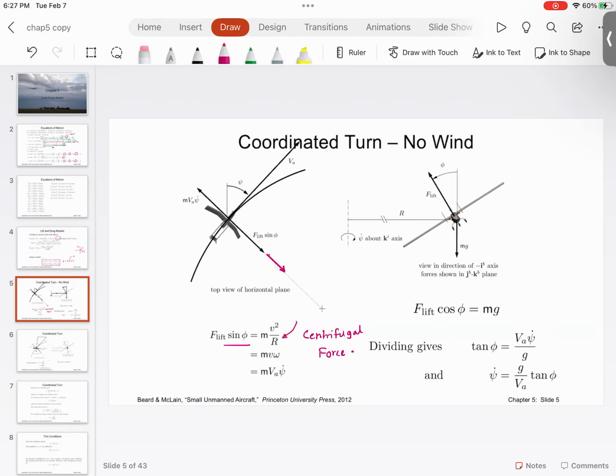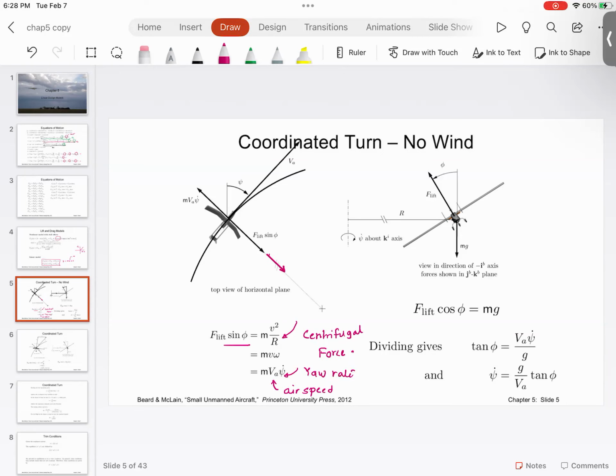And then, as you can see, the centrifugal force is m r omega square, and r omega is nothing but v. So this equation gets written as m times v times omega. V square by r is omega square r, and then basically you get this equation, which is nothing but m multiplied by va, which is the airspeed, multiplied by the yaw rate. So this is the mass of the aircraft. This is the airspeed. And this is yaw rate.